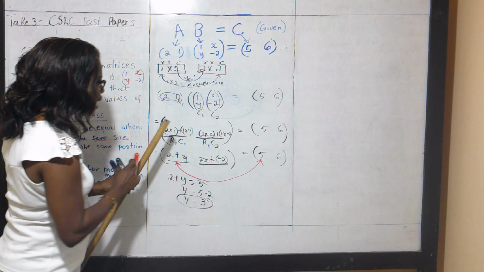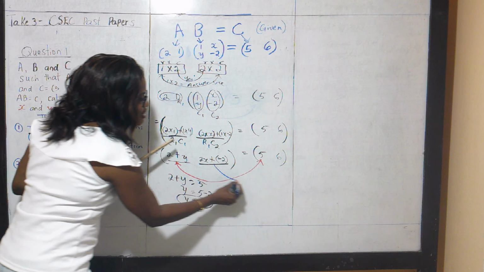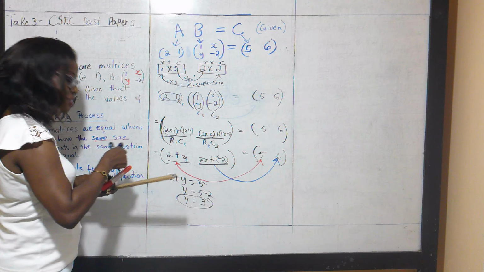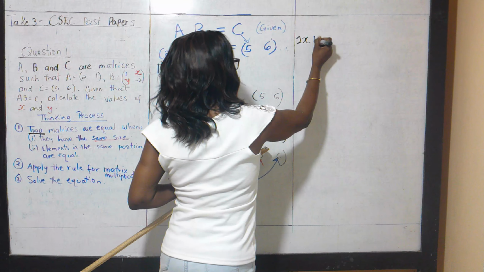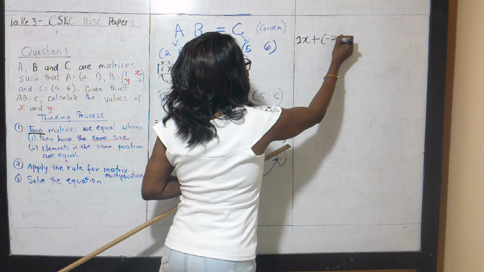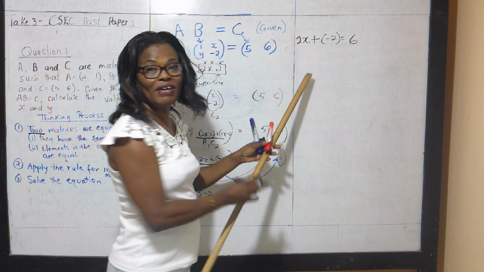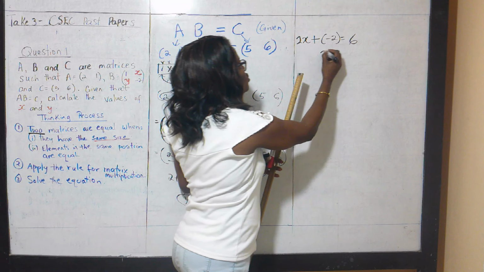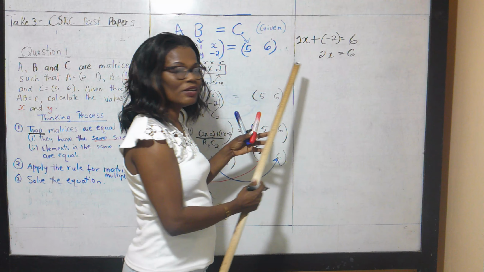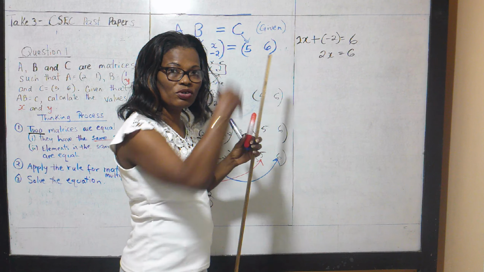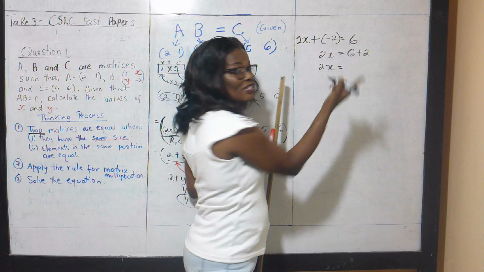Now let's look at the next scenario. We have 2x plus negative 2, and that's in the same position as 6. So we're going to work this now. We're going to leave the x on one side. So 2x is here and 6 is here, and we're putting like terms together. So this is a negative 2. Transpose on the other side, it becomes a positive 2. 2x is equal to 6 plus 2?